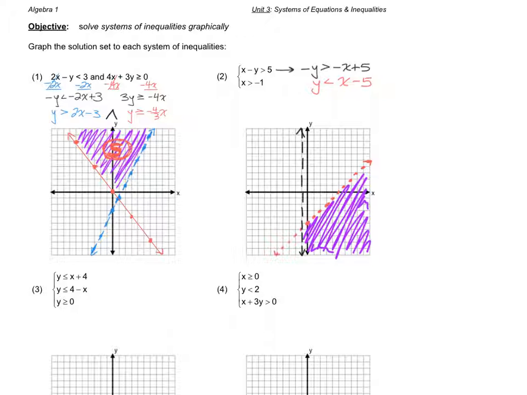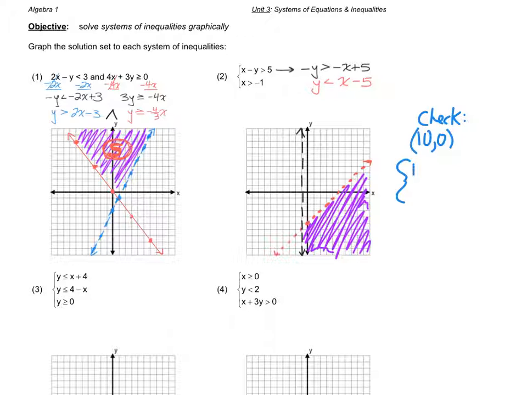So I think that this purple region here is the correct region. How can I check it? Well, what I can do is choose a point that's in that purple region. 1, 2, 3, 4, 5, 6, 7, 8, 9. I'll take 10, 0. Plug in the 10, 0 into each piece, and see if it gives you something that's true for both parts.